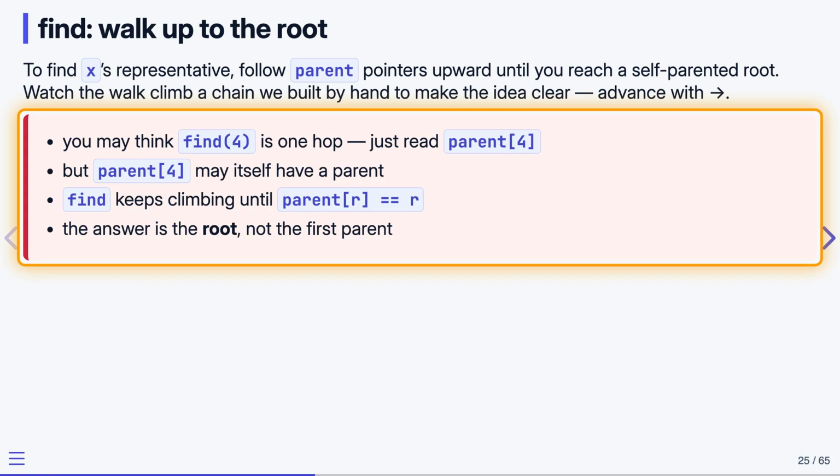First, a warning. You might think find of 4 is one hop, just read parent at 4, but parent at 4 may have its own parent. Find keeps climbing until a node points to itself. The answer is the root, not the first parent.